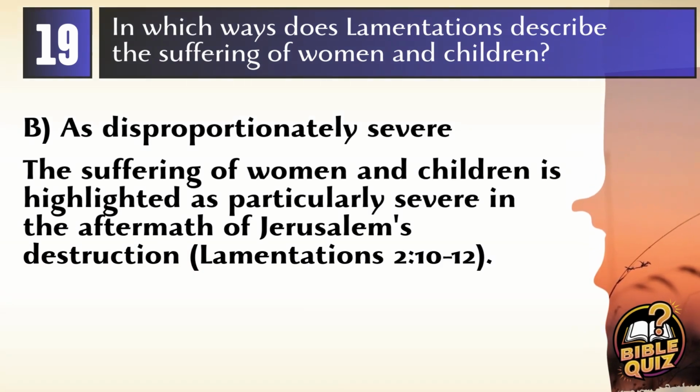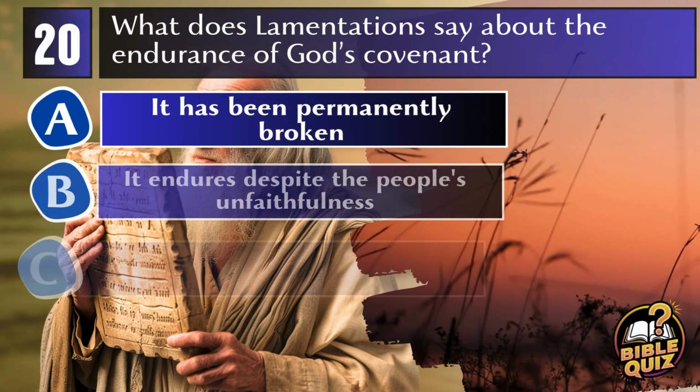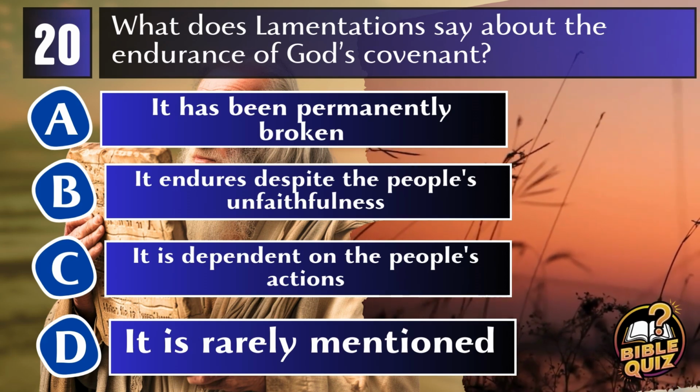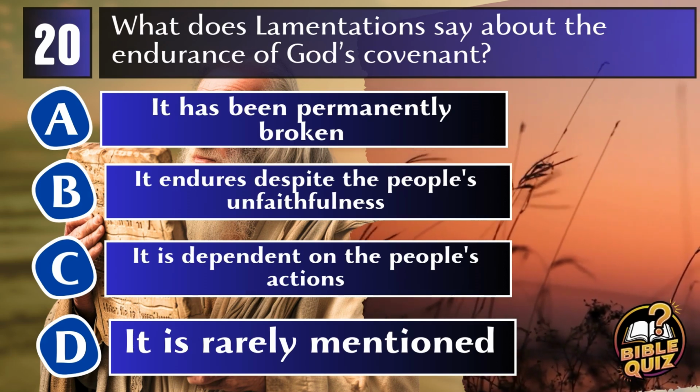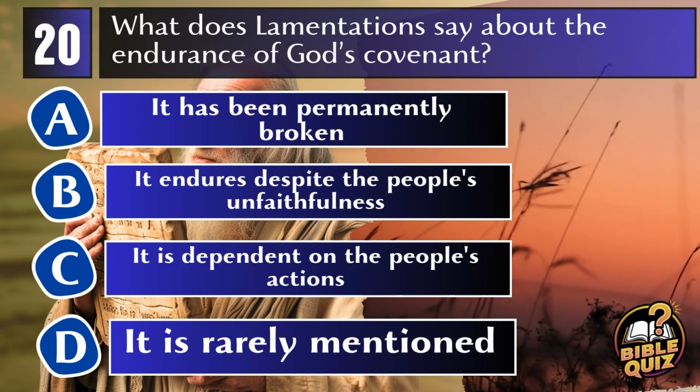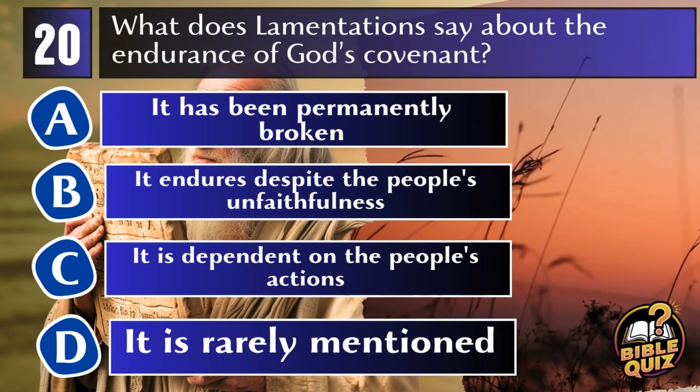Answer: B. As disproportionately severe. The suffering of women and children is described in graphic detail in Lamentations, emphasizing the severe impact of the siege and destruction on the most vulnerable members of society. Lamentations 2:10-12. Question 20. What does Lamentations say about the endurance of God's covenant? A. It has been permanently broken. B. It endures despite the people's unfaithfulness. C. It is dependent on the people's actions. D. It is rarely mentioned.